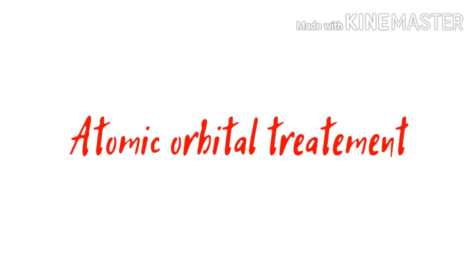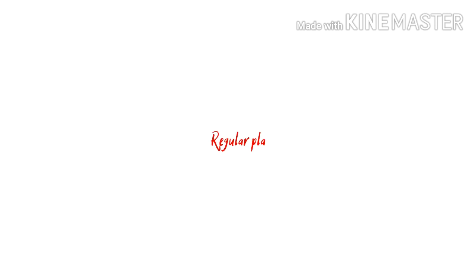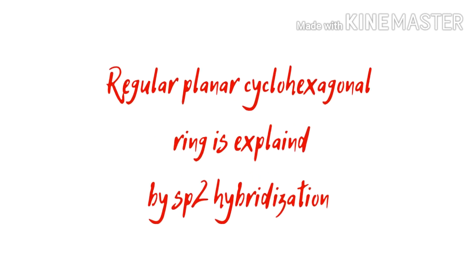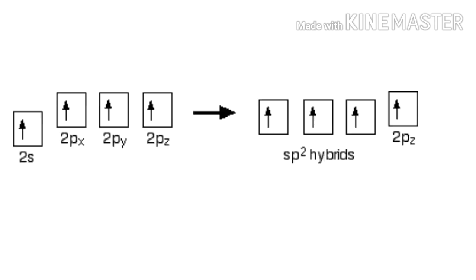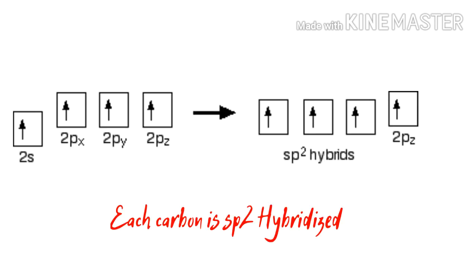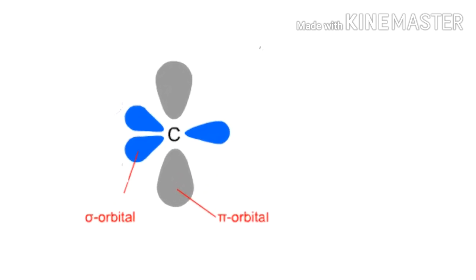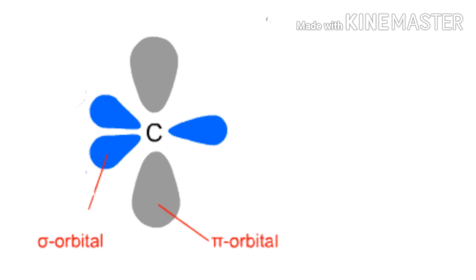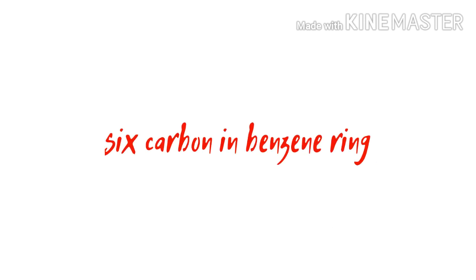Atomic orbital treatment further explains the structure of benzene. A regular planar cyclohexagonal ring is explained by sp2 hybridization. The 2s, 2px and 2py orbitals intermix to form three sp2 hybrid orbitals, while 2pz remains unmixed. So on one carbon we have three sp2 hybrid orbitals and one unhybridized orbital. We have six carbons in the benzene ring.